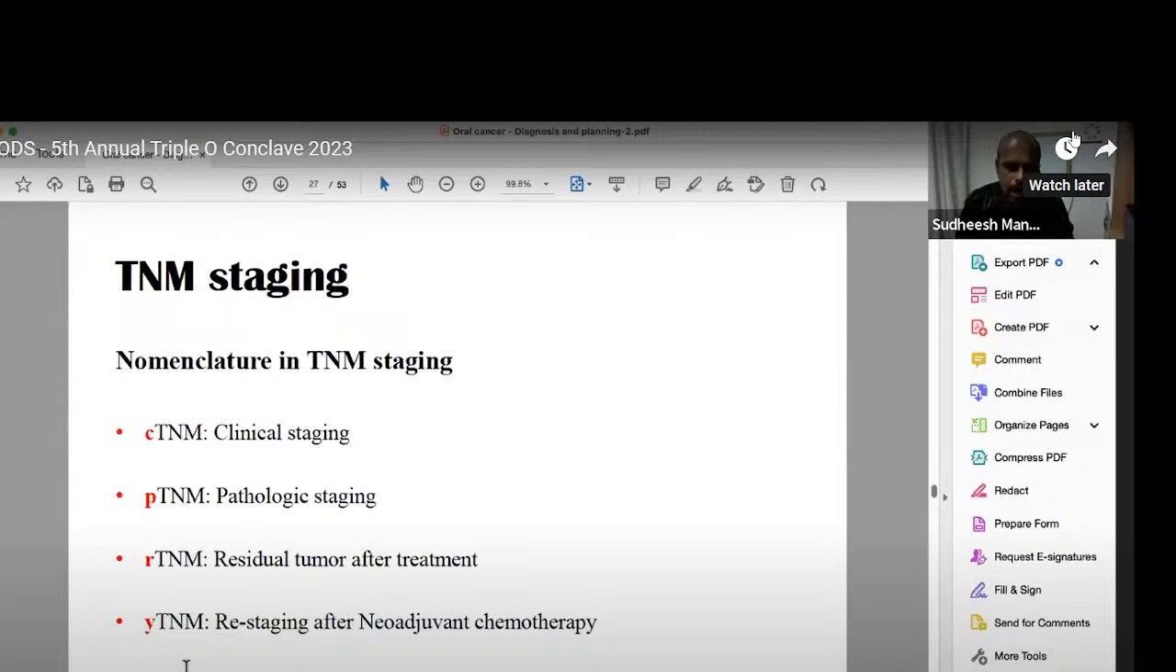That is pTNM. rTNM is for residual tumor after treatment or a recurrence. yTNM is a restaging after neoadjuvant chemotherapy. What is neoadjuvant chemotherapy? That we will discuss when we discuss the treatment part. So after neoadjuvant chemotherapy, you stage a yTNM, and aTNM is staged when you diagnose a cancer during an autopsy.